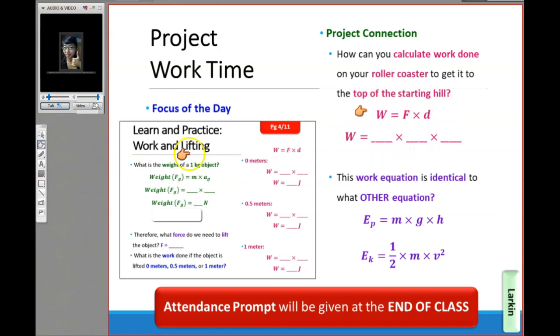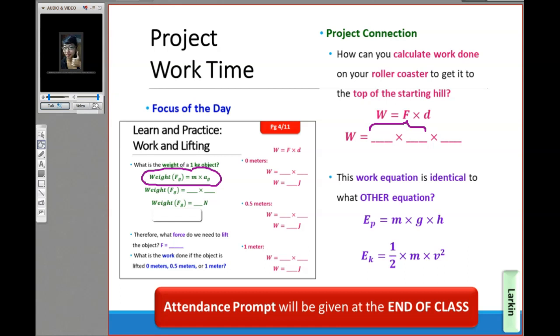How would you calculate work done on a roller coaster to get it to the top of the starting hill? Let's take a look here. Again, what do I calculate the force as? Tell me in the chat box. Remember, what is the force or weight of the object? What's that equation? Go ahead, tell me in the chat box. I have it circled on the board for you in case you forgot. What is the equation for the force due to gravity, the weight of the object that we need to counter to get it to the top of the hill?